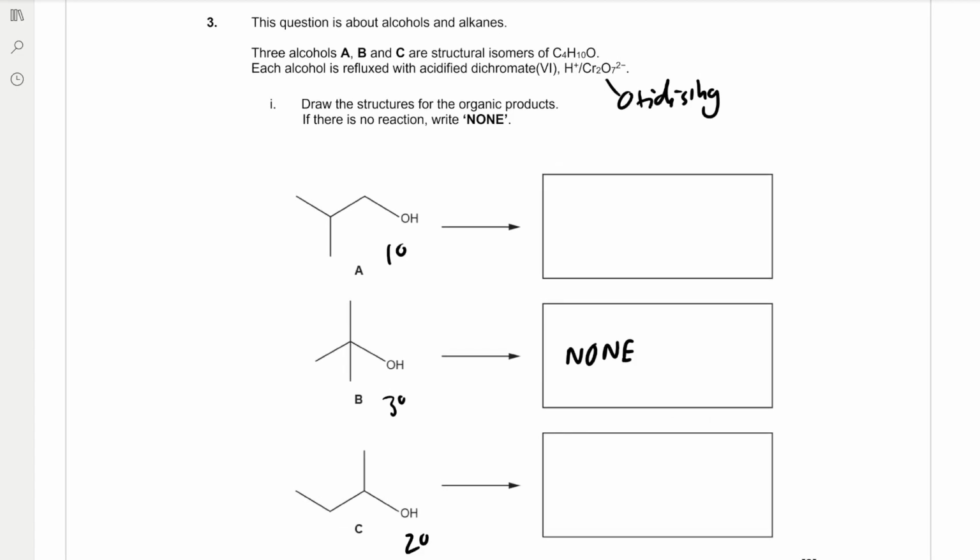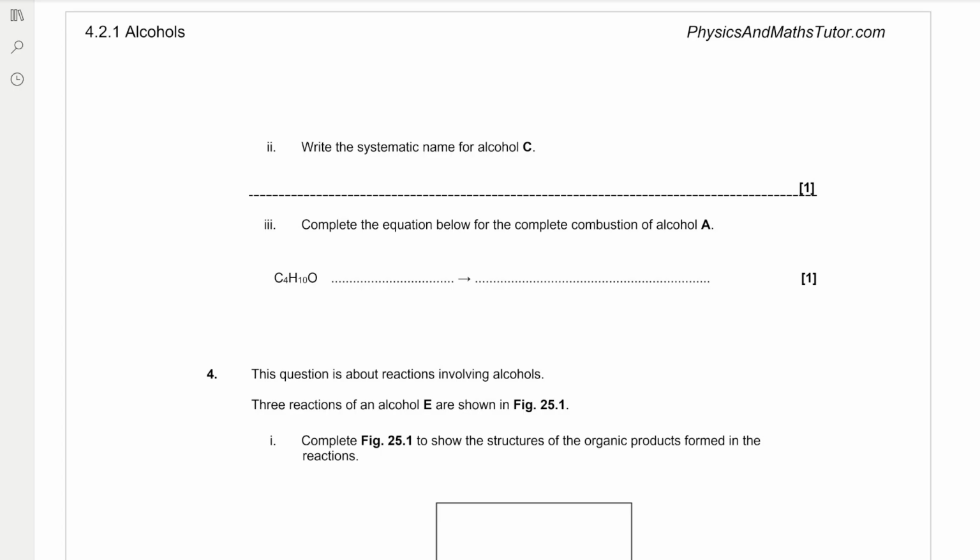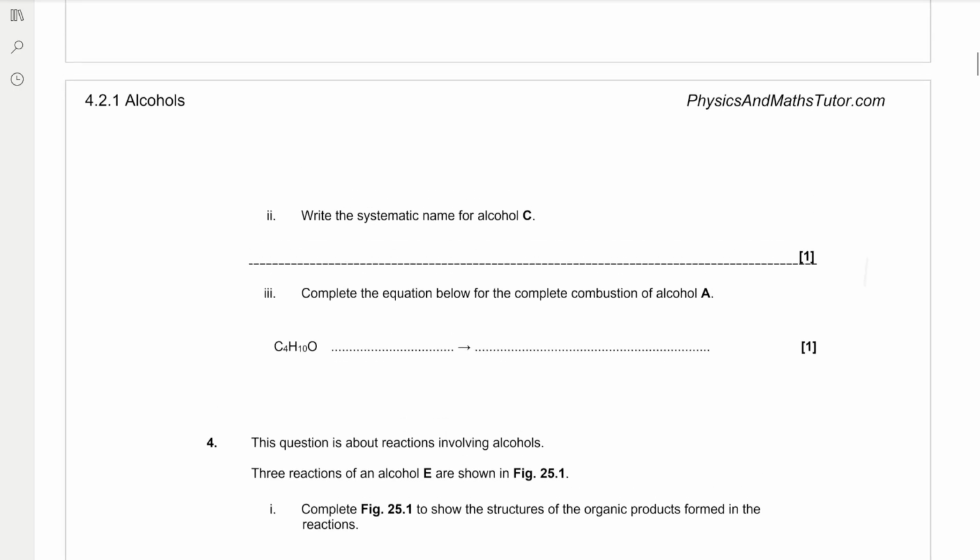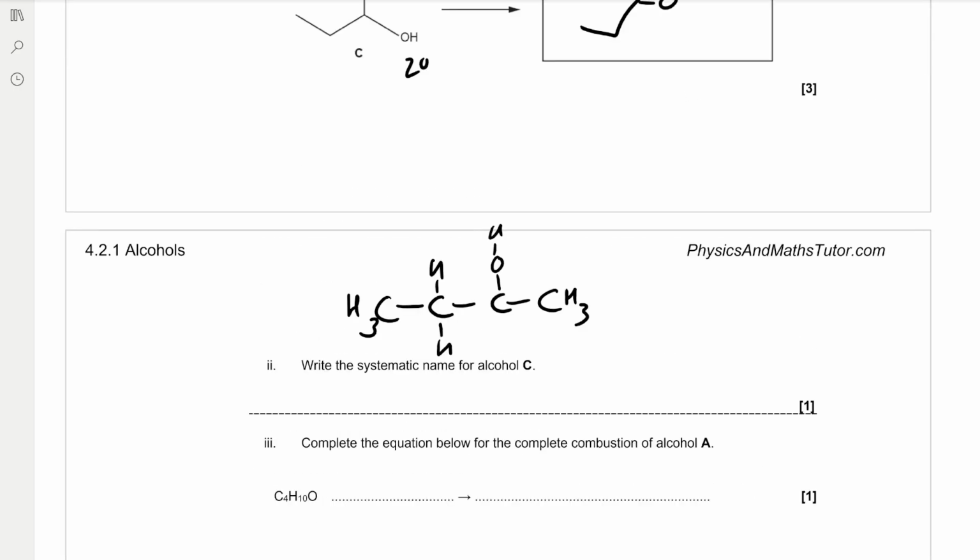So then we know that if we're refluxing a primary alcohol with acidified dichromate, we're going to form a carboxylic acid. So let's draw the correct structure. And then C is a secondary alcohol, so it's going to form a ketone when it's oxidized. Write the systematic name for alcohol C. So if we draw our alcohol C, we can see that we've got a chain of 4 carbon atoms, 1, 2, 3, 4, and the alcohol group is at position 2, so it's butan-2-ol.